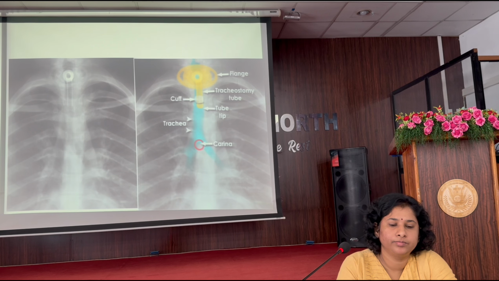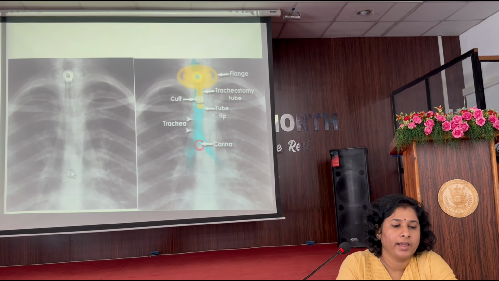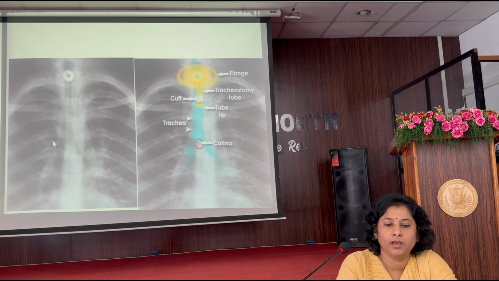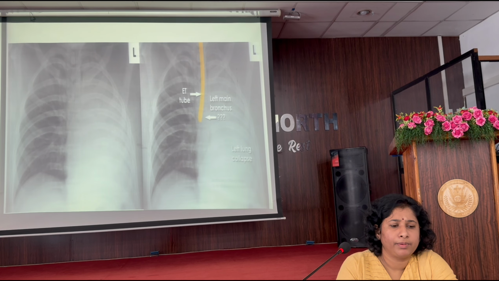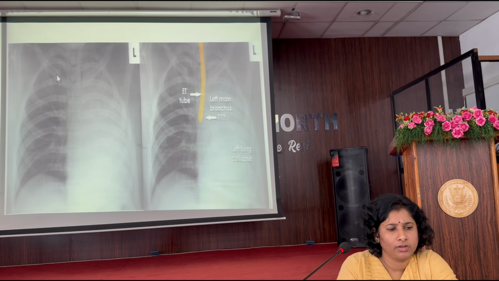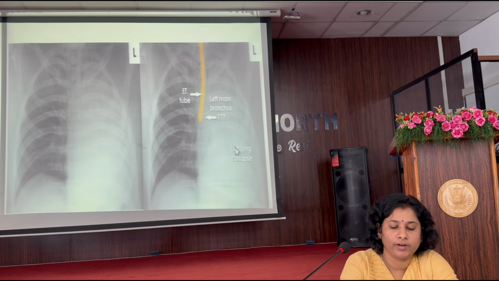So this is the tracheostomy tube. So you can see the flange here. Again, that is also at the same level from the carina, at least 5 centimeter above. So what's happening here is the patient is on an ET tube, and you can see the ET tube extends beyond the carina and into the right main bronchus, where the left lung is completely collapsed due to hypoinflation.